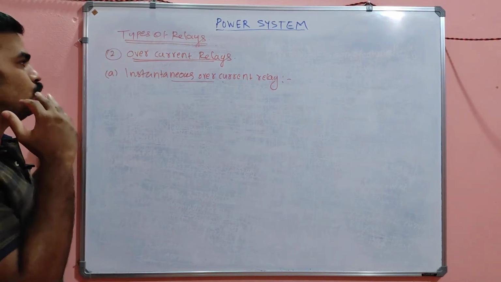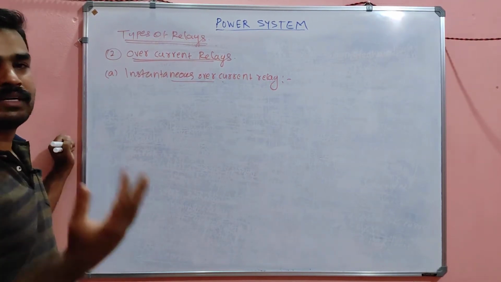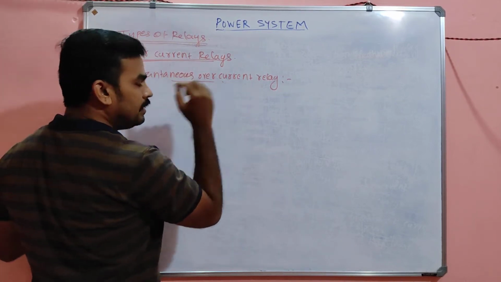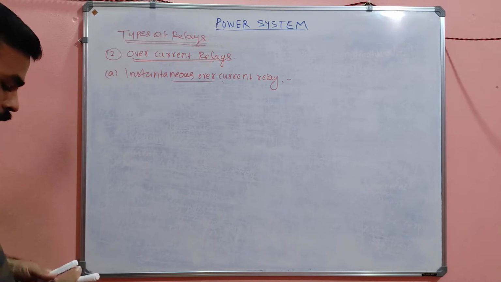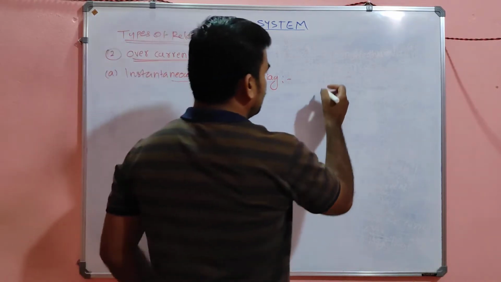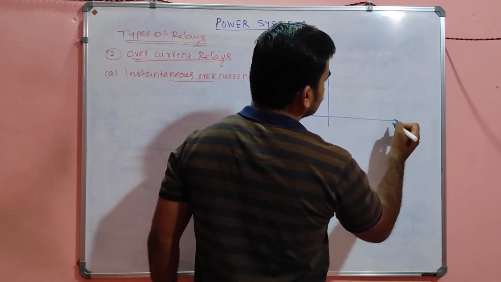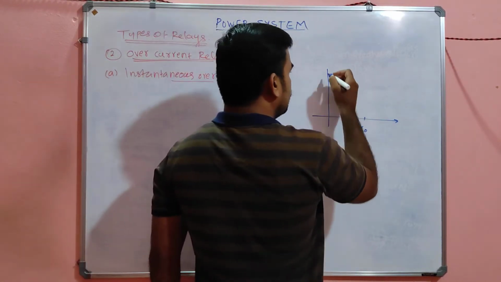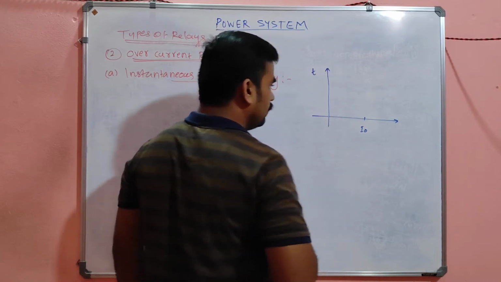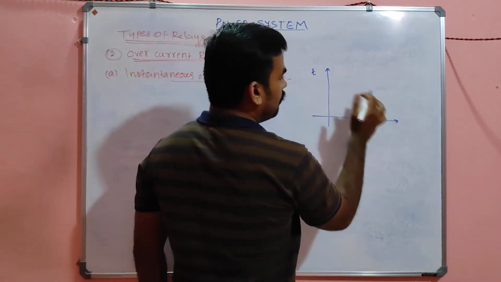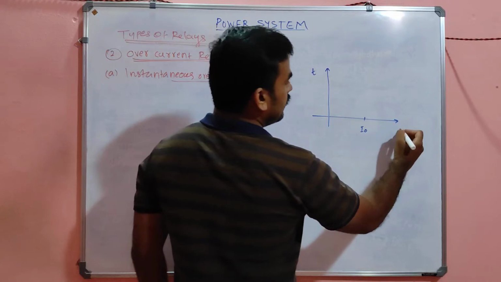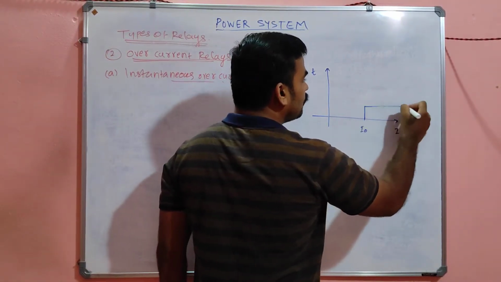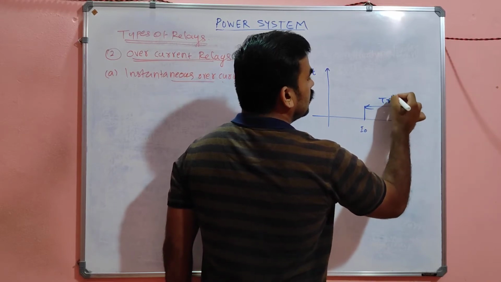So there are nearly 4 classifications of overcurrent relay. First classification is the instantaneous overcurrent relay, my dear. So instantaneous overcurrent relay means, suppose the set value of current is I0 here. The relay will operate. This is the time axis and this is the I axis. The relay will operate at the instant of what?